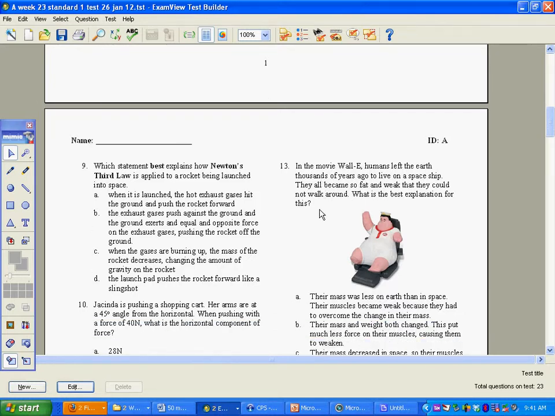Okay, number 9. Which statement best describes how Newton's third law is applied to a rocket being launched into space? Now before I get into this, if you see the words third law, what does your mind automatically think? Equal and opposite. All right, and so which one of those contain those words? B. The exhaust gas is pushed against the ground, and the ground exerts an equal and opposite force, pushing the rocket off the ground. Did we do something like this? Yeah, we did. We did it with what? Balloon. We did our little balloon races, didn't we?